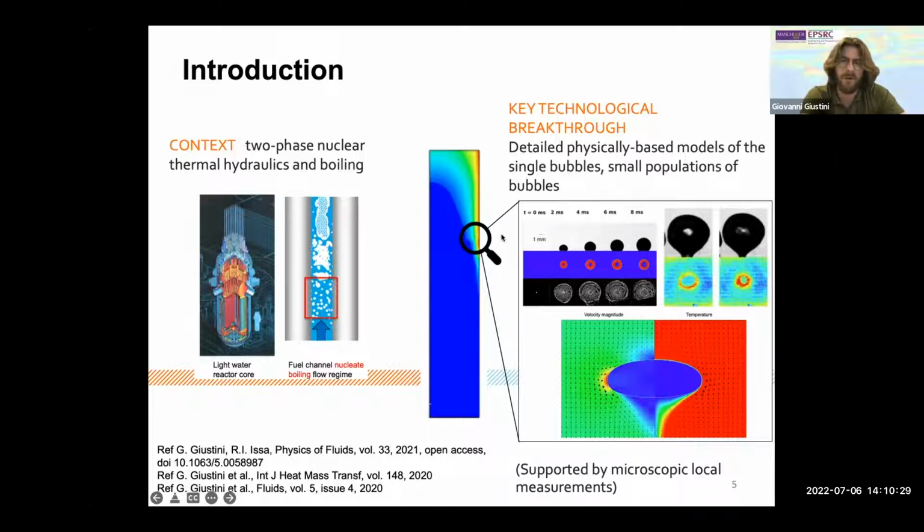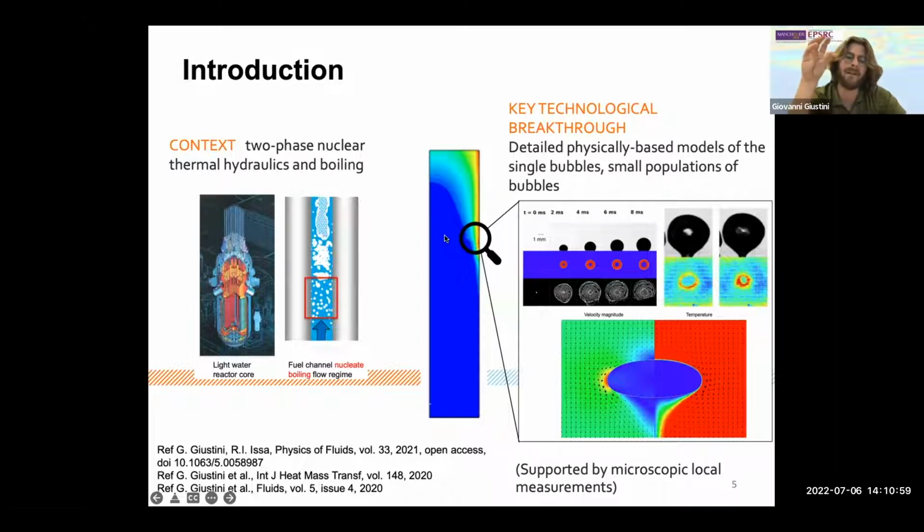Obviously, on the one hand, this needs to be supported by macroscopic local measurements for validation of the simulations. And on the other hand, a caveat, I just want to make it clear that we are, in a way, unpacking the overall superset problem of predicting the whole of the bubbly flow in a pipe or in a nuclear fluid channel, and we are just looking at select aspects of the bigger problem.